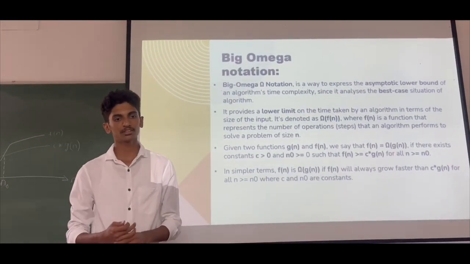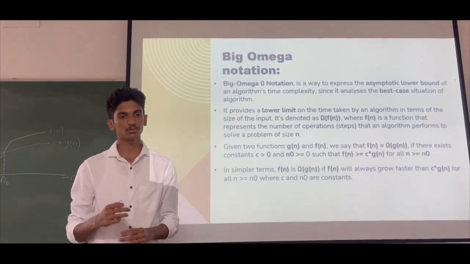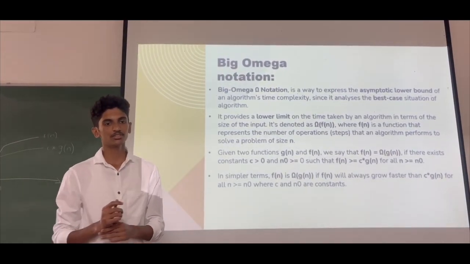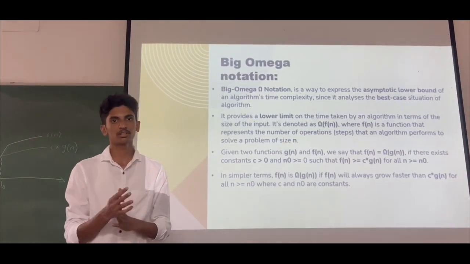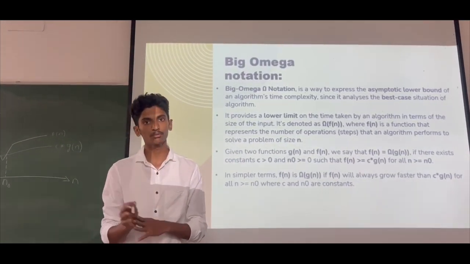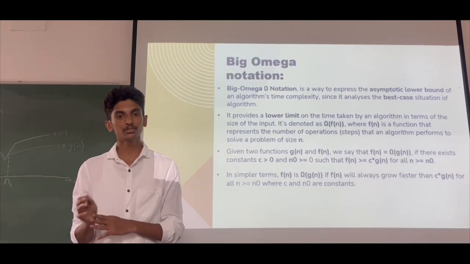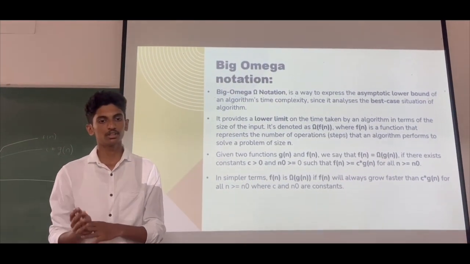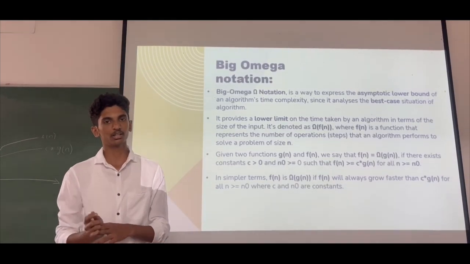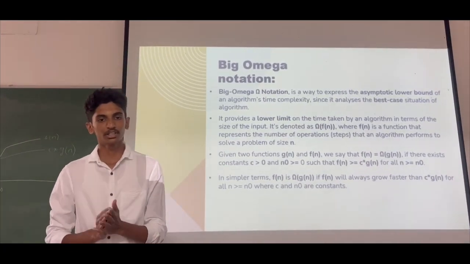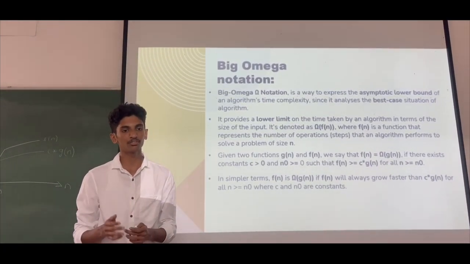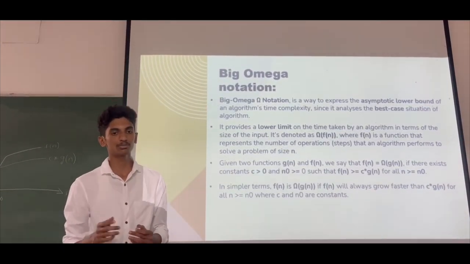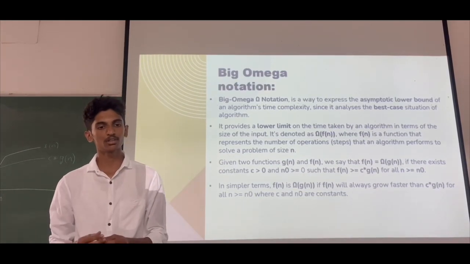Big omega notation is a way to express the asymptotic lower bound of an algorithm's time complexity, since it analyzes the best case situation of an algorithm. It provides a lower limit on the time taken by an algorithm in terms of the size of an input. It is denoted as omega of f of n, where f of n is a function that represents the number of operations or steps that an algorithm performs to solve a problem of size n.